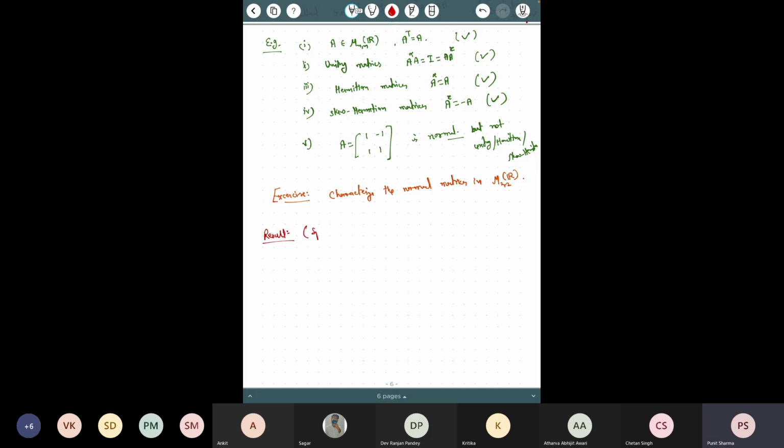So this is known as the spectral theorem for normal matrices, but I will write it as the spectral theorem for complex normal matrices, because I want to state one more result which is true for real normal matrices.